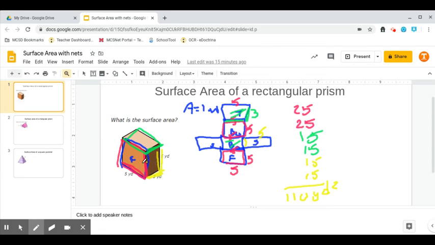Okay, it's just basically finding the area of each piece and adding them up. And on a box like this, the front has to match the back, the top has to be the bottom, and the sides have to be the same. And that's always going to be true, or you're going to have a pretty weird shaped box. Okay, we're moving on to a different shape now.